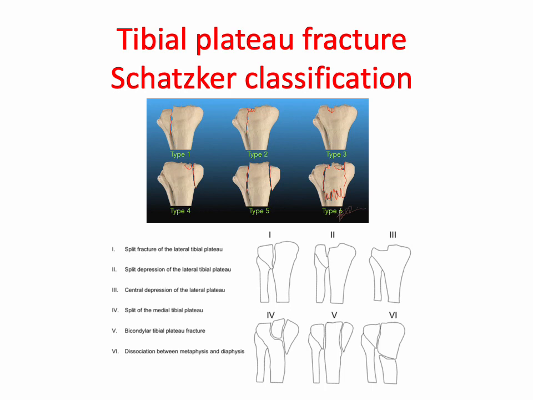So this is the Schatzker classification of tibial plateau fractures. Type 1 is of the lateral tibial plateau. Type 2 is lateral tibial plateau with a depressed segment. Type 3 is a depression of the lateral plateau. Type 4 is a fracture of the medial tibial plateau. Type 5 is of both tibial plateaus, and type 6 is where there's been interruption between the metaphysis and diaphysis.